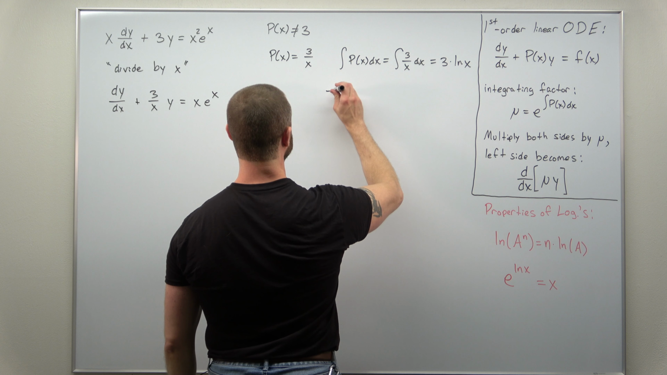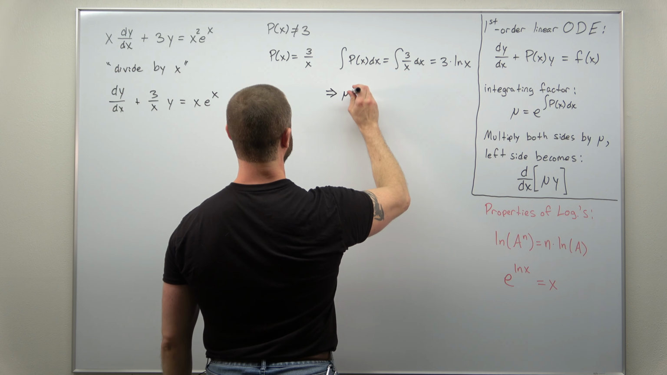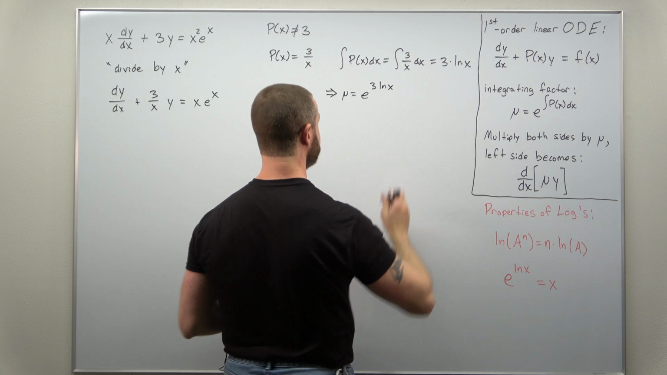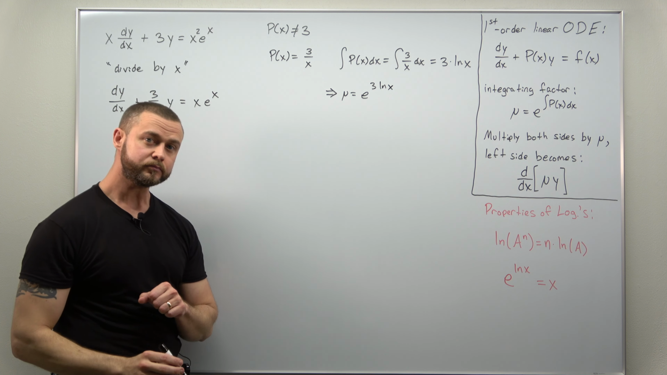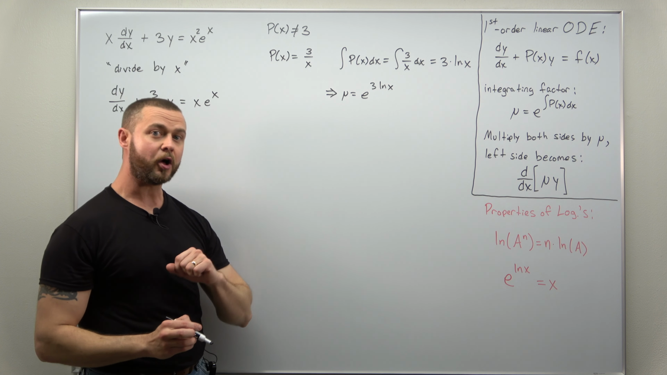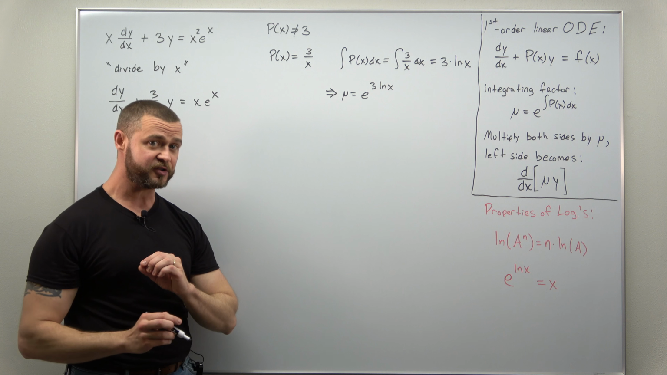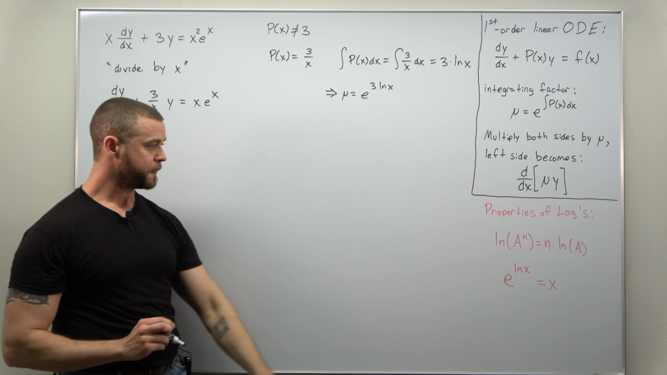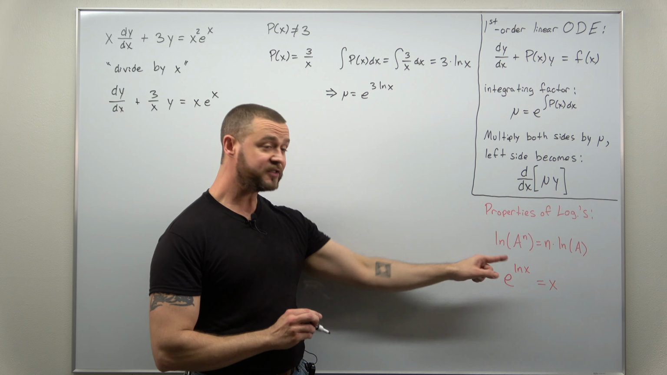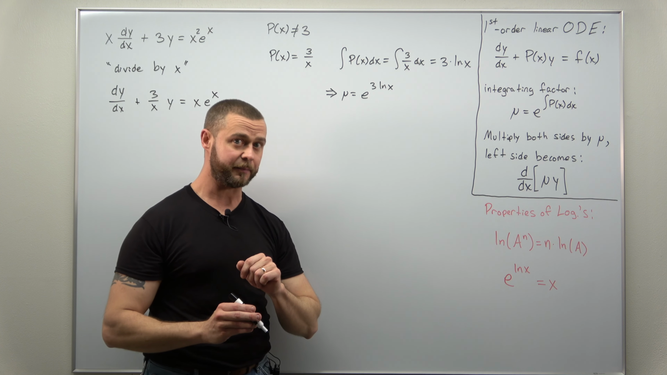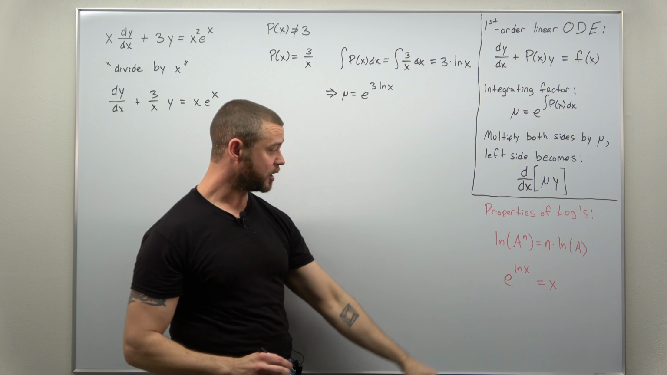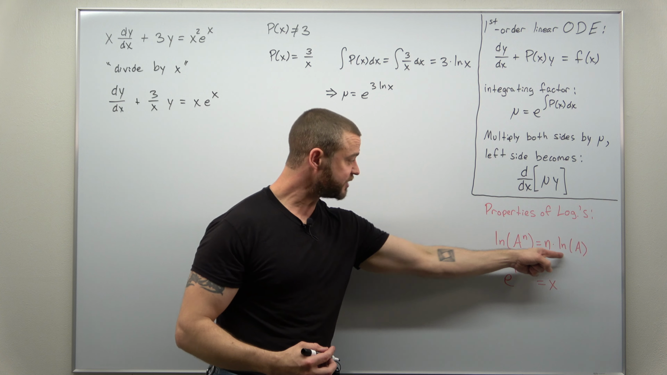So what we get here is mu equals e raised to the 3 times natural log of x. And just be careful, this combination of exponentials and logs, while they are inverse functions of one another, they don't cancel. The basic cancellation rule is right here. You have to have e raised to just the natural log of something. The way we can get around that is using a property of logs. We're going to use it basically from the right side to the left.